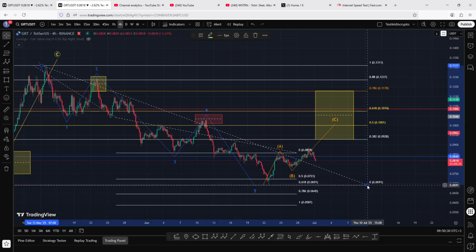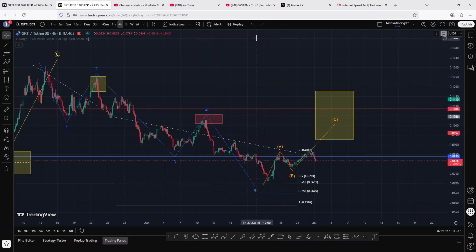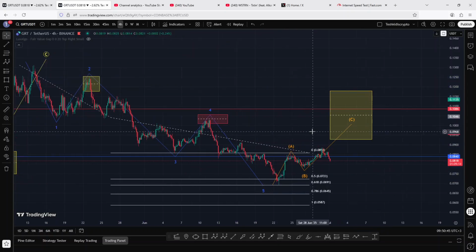So those are the two key areas of resistances and supports that we need to pay attention to for us to be able to differentiate which of the two possible scenarios is unfolding here on the GRT chart. And let us be patient and see how that plays out, and that will ensure you stay up to date.